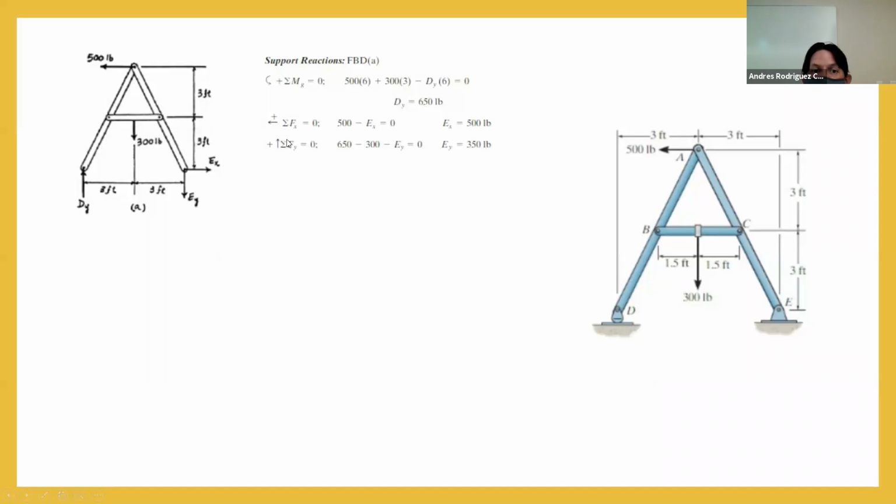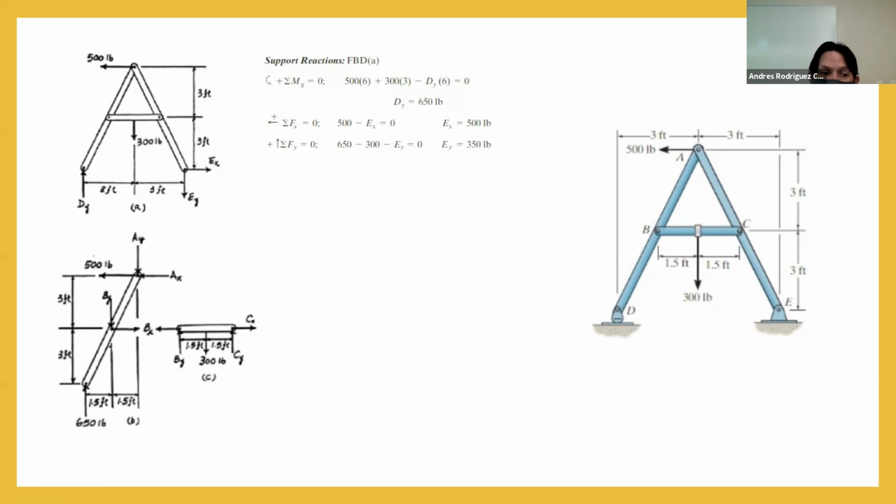After that, we are going to do the summation of forces in the x-axis. For sure, we only have 500 pounds here, and we have the reaction in E. So the X reaction in E is going to be equal to 500. It's very simple, you only have one. And for Fy, in order to obtain the vertical reaction in E, you have all the forces that we already obtained. We have the reaction in D, the force in here that is 300 pounds, and that's it. We can obtain 350 pounds in the reaction of E.